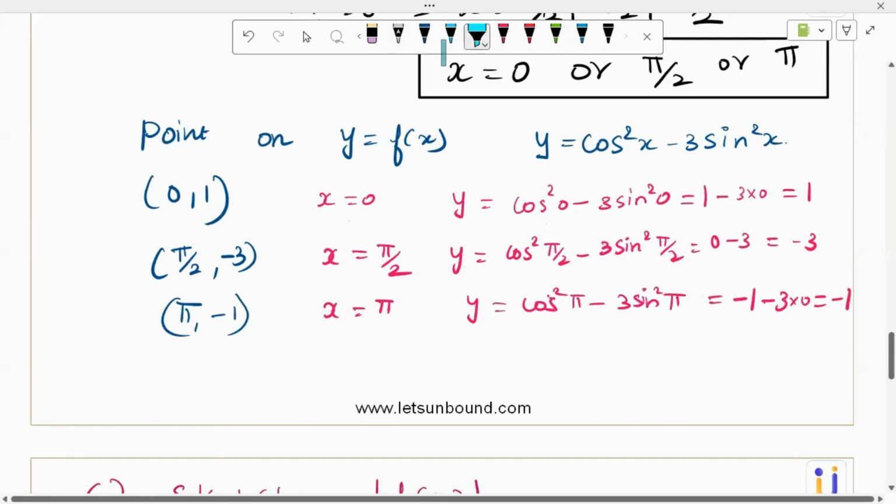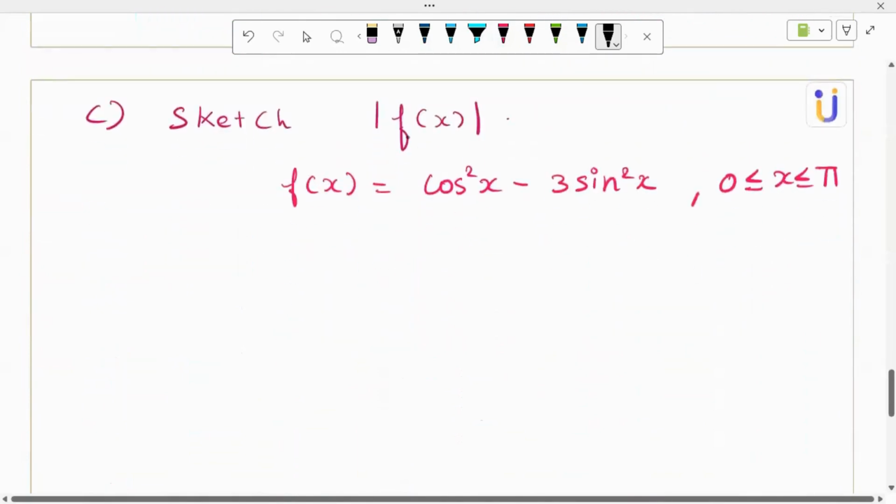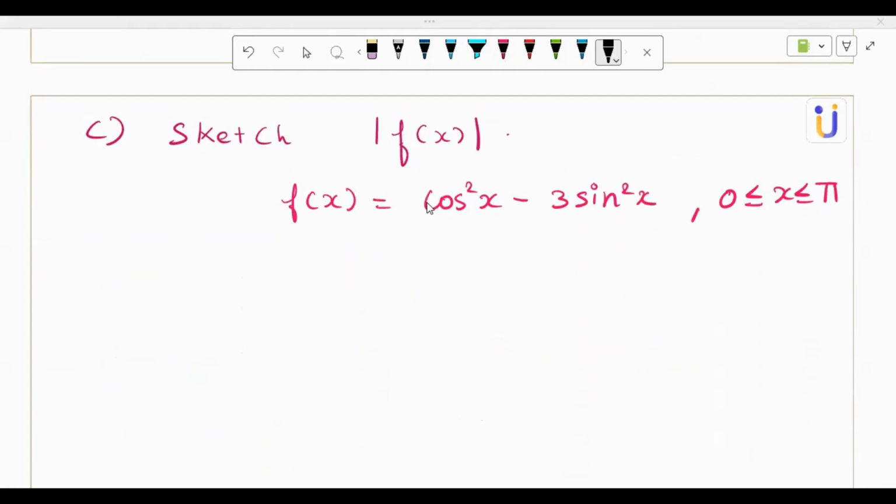So this is the answer. We found f dash of x, and also we found the points on the graph where f dash of x is 0. These are the points. That's simple. And next one, sketch the graph of modulus f of x where f of x is this. Right. So let's get into that.